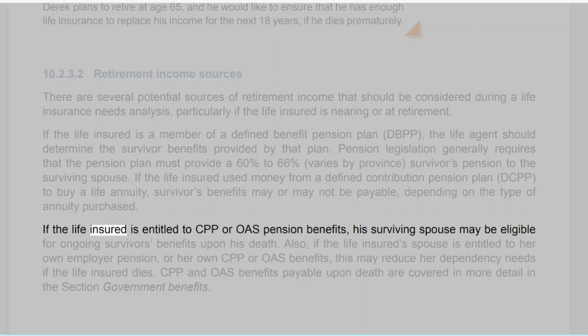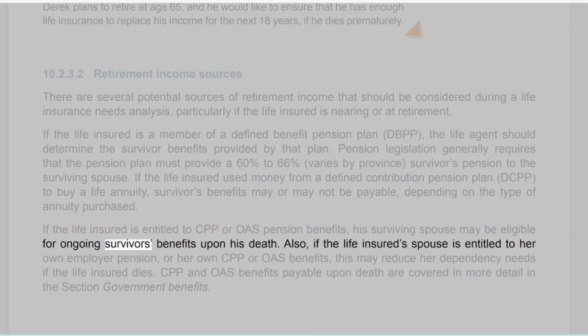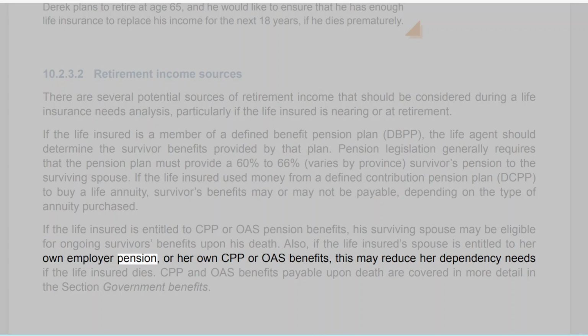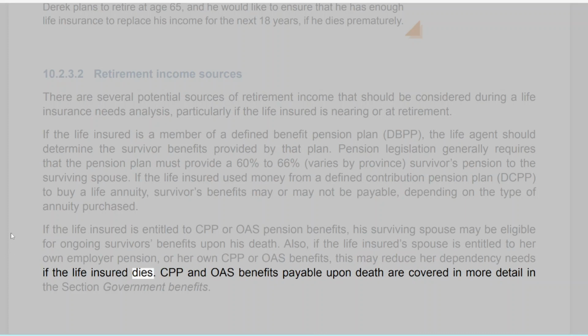If the life insured is entitled to CPP or OAS pension benefits, his surviving spouse may be eligible for ongoing survivor's benefits upon his death. Also, if the life insured spouse is entitled to her own employer pension, or her own CPP or OAS benefits, this may reduce her dependency needs if the life insured dies. CPP and OAS benefits payable upon death are covered in more detail in the section Government Benefits.